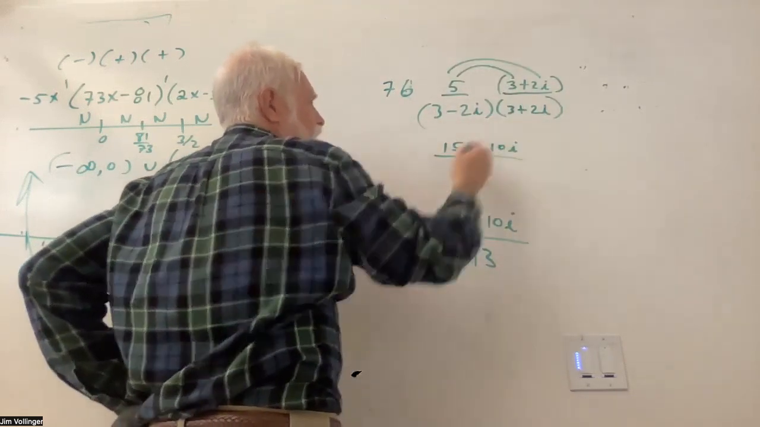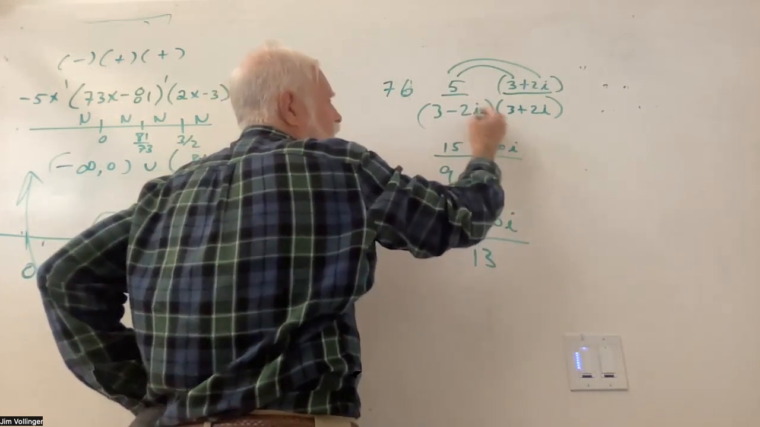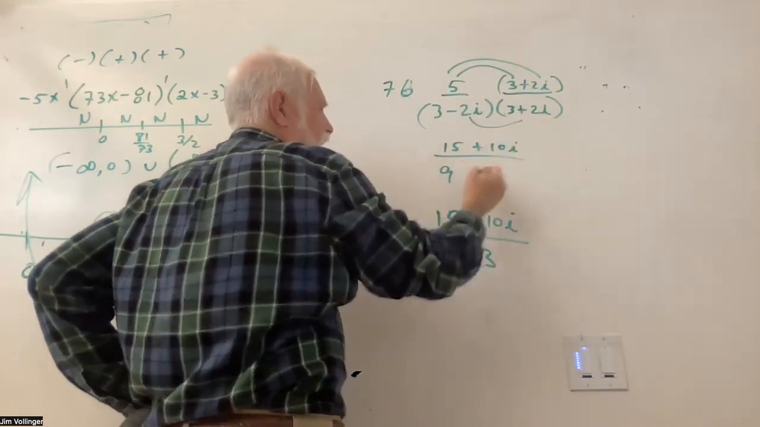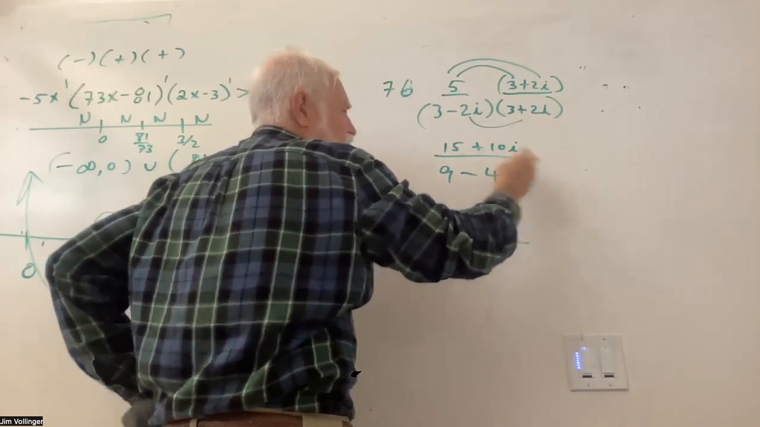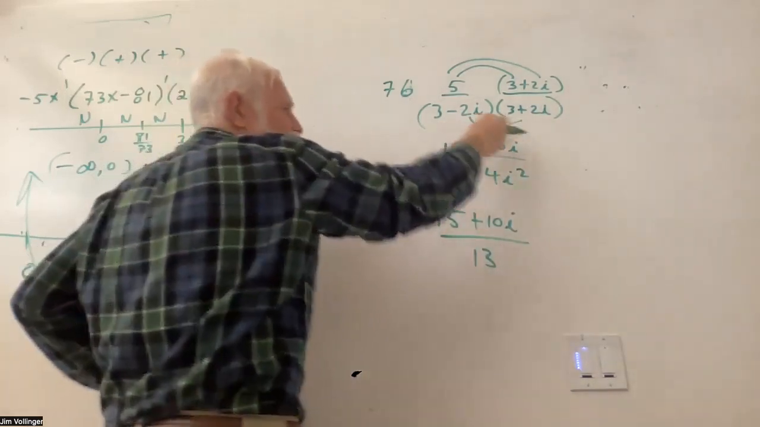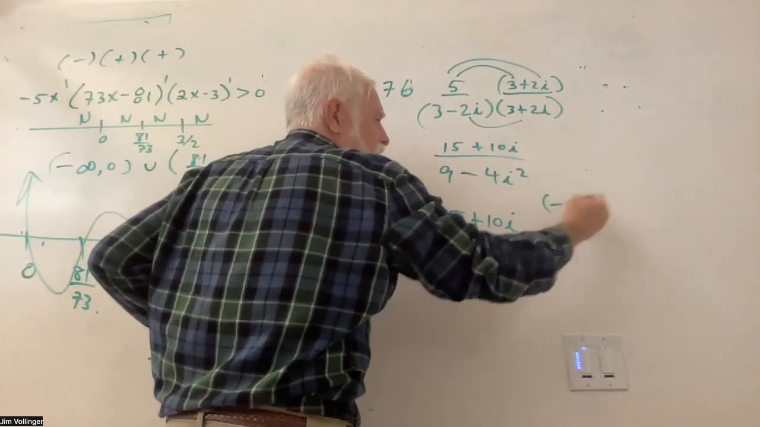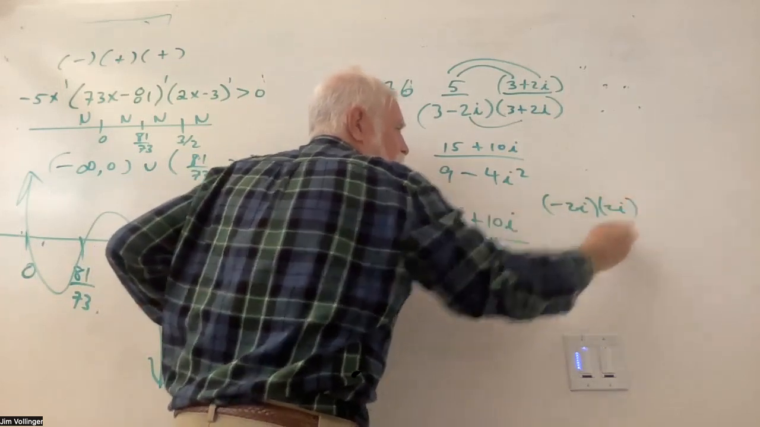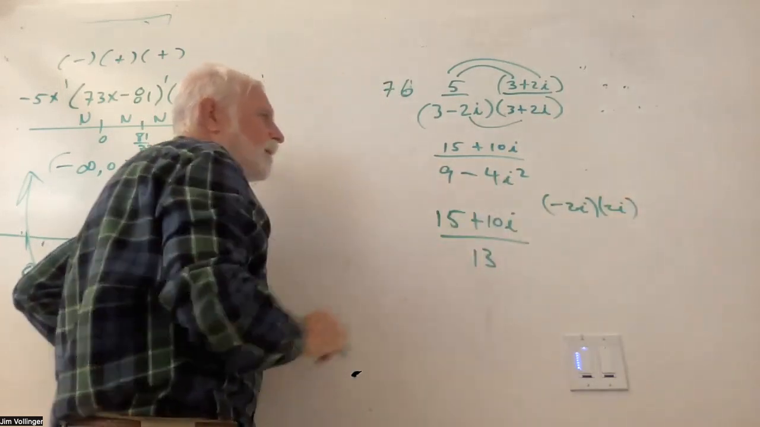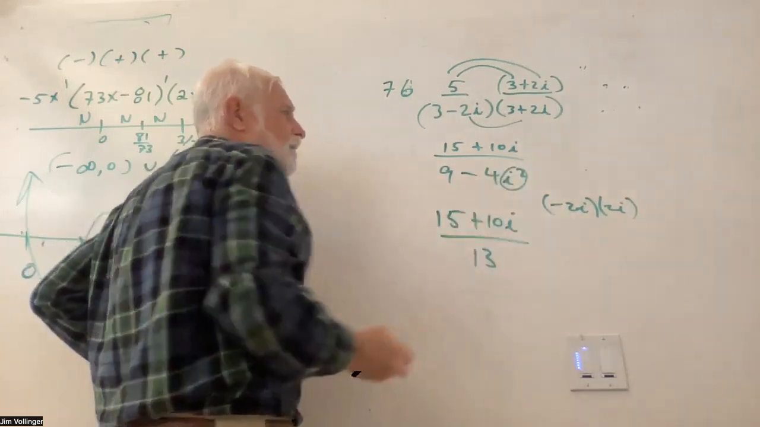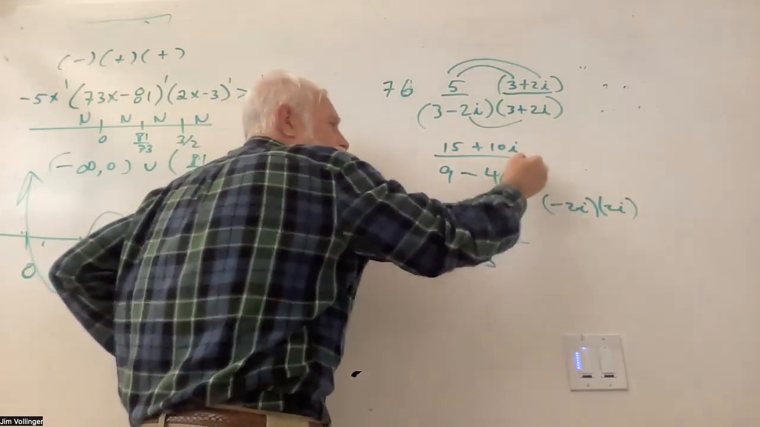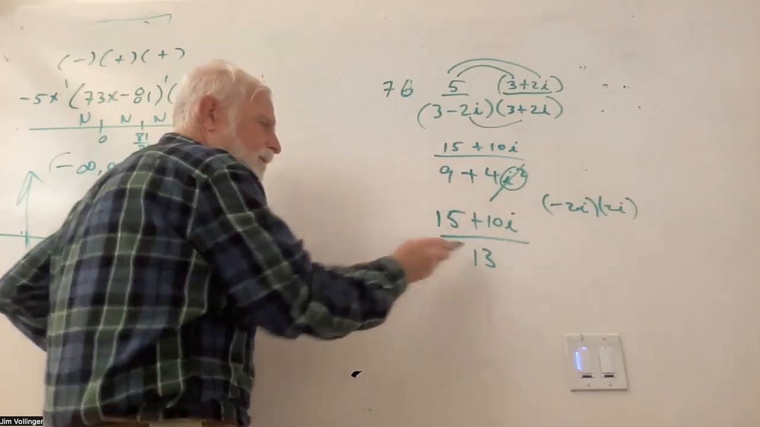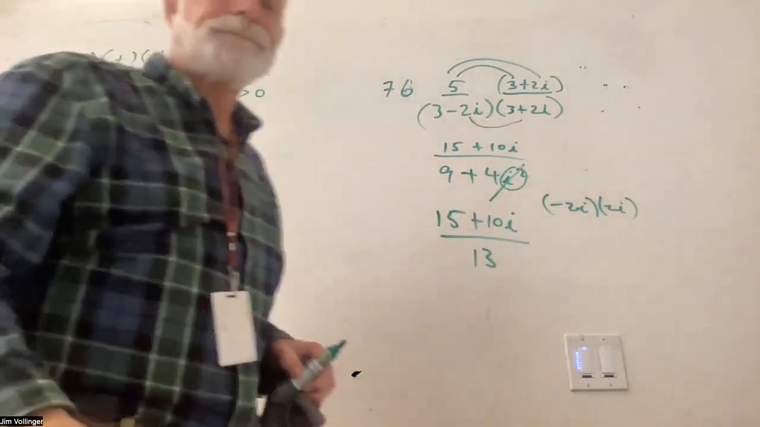What do we get in the denominator? 9. The middle terms cancel. We've seen that. We get minus 4i squared. Right? Minus 2i times positive 2i is minus 4i squared. What does i squared do? It changes the sign of the number in front of it, and that's where you get 13.